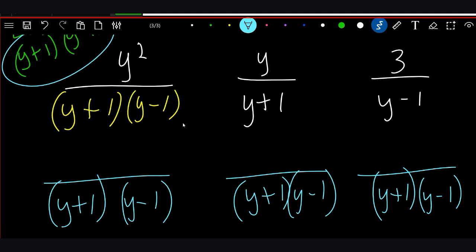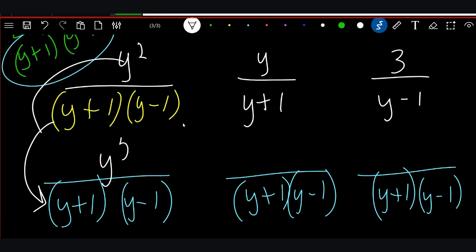How do we do our numerators now? Well, we go to this and we say, okay, what did I have to multiply by to get that? And here's the great thing. We didn't multiply by anything, okay? So this numerator just comes down, y squared, because we didn't multiply by anything to get it. This one was already in the LCD form.